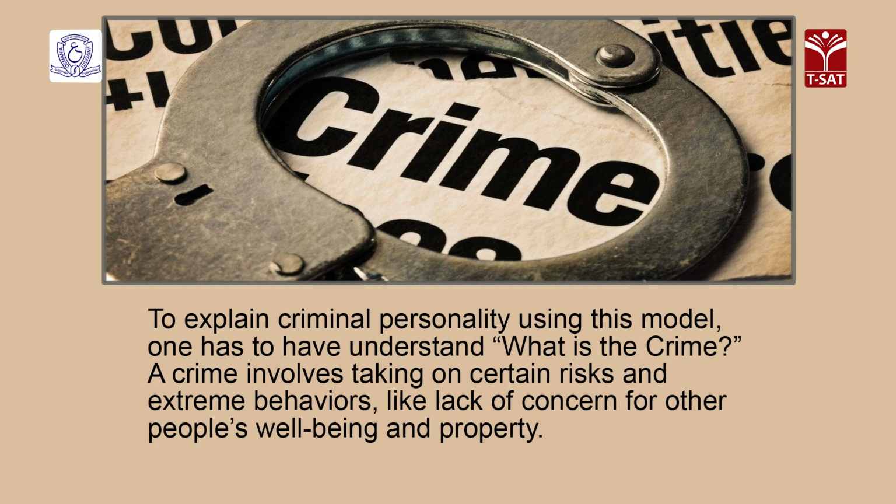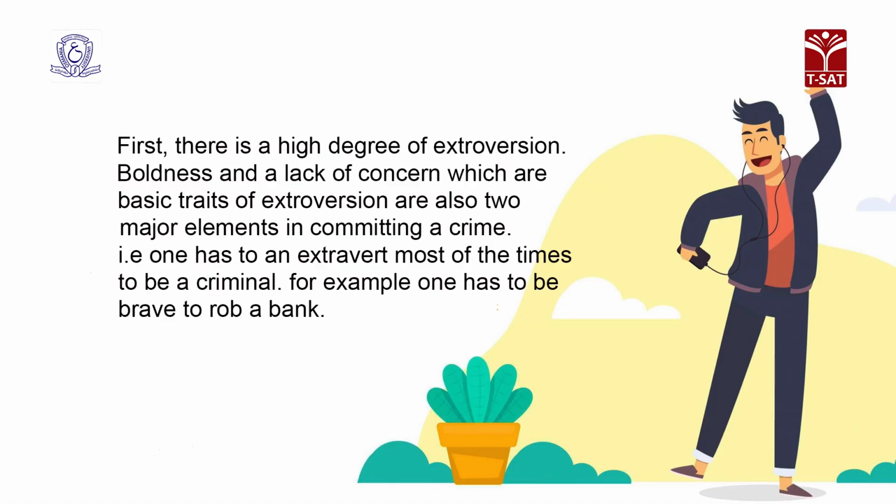To explain criminal personality using this model, one has to understand what a crime is. A crime involves taking on certain risks and extreme behaviors like lack of concern for other people's well-being and property. That's why, according to Eysenck's model, there is a combination that makes up a criminal personality. First, there is a high degree of extraversion. Boldness and lack of concern, which are basic traits of extraversion, are also two major elements in committing a crime. That is, one has to be an extrovert most of the time to be a criminal. For example, one has to be brave to rob a bank.